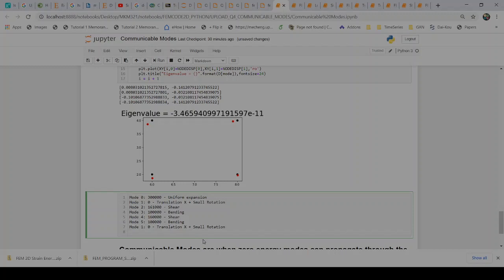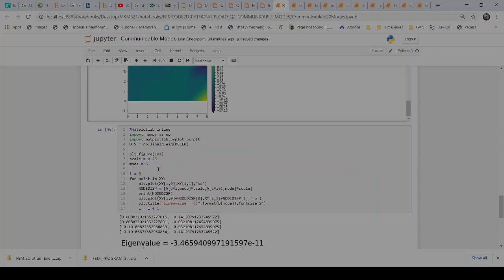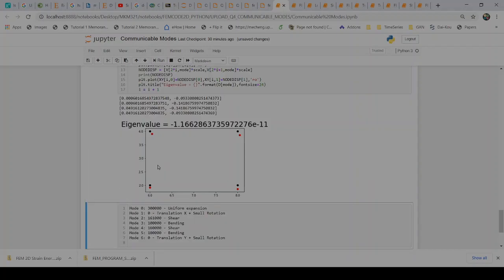So I would say some translation in Y and some small rotation. So that is for mode 6. And then if I look at mode 7, this looks to me largely like a translation in Y. Okay, so that looks very close to just a translation in Y.